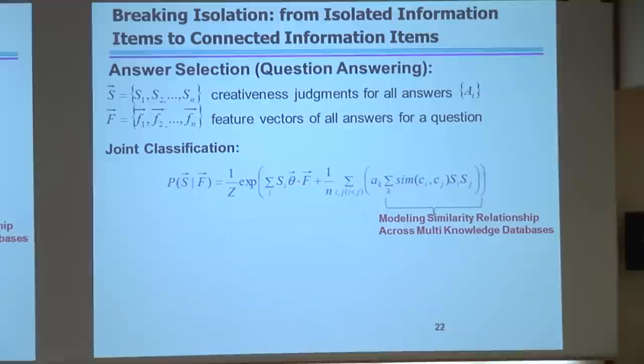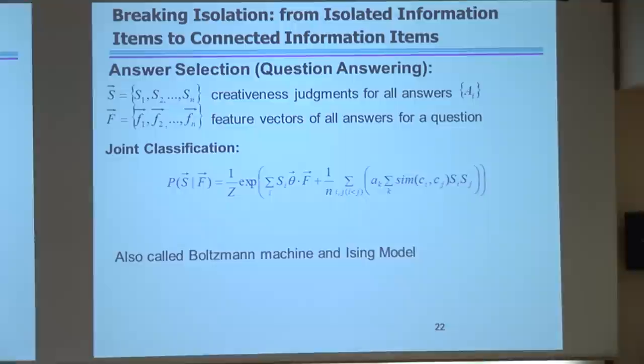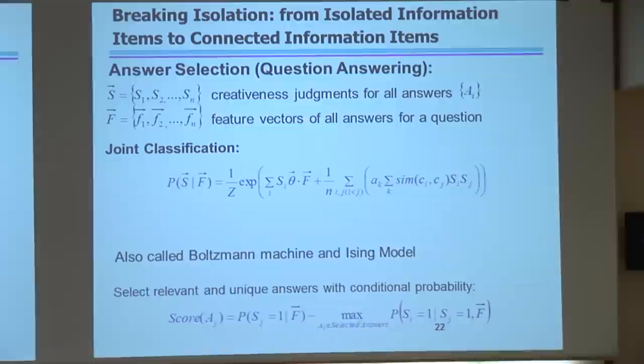This type of model has actually been utilized in the machine learning community for a long time, and it has a long history back in the statistical mechanics community. Some of the alternative names are the Boltzmann machine or the Ising model. By learning this joint probability distribution, we will be able to get the marginal probability distribution that tells us whether a specific answer is relevant or not. Please note, this is the marginal probability from the joint probability, which is different from the individual probability that only considered the information for this particular answer.